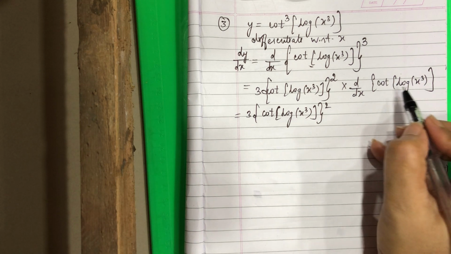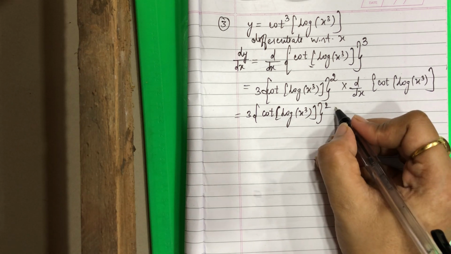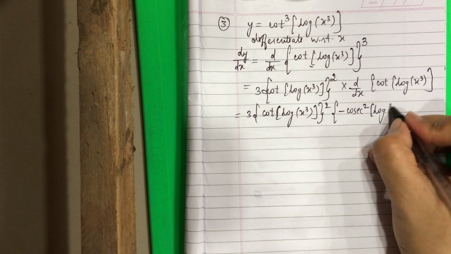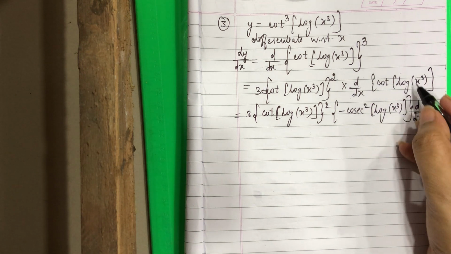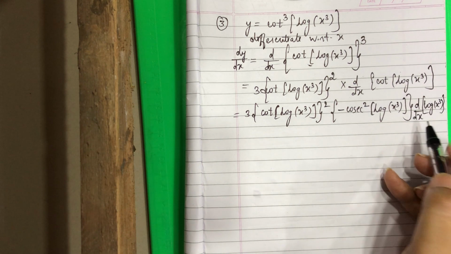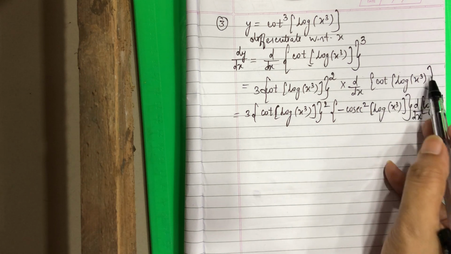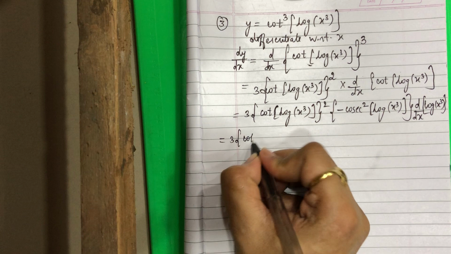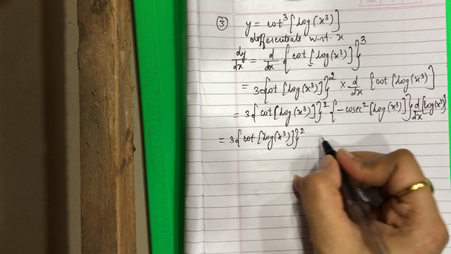Differentiate this cot again. This is the composite function. The differentiation of cot is minus cosec square. So this gives you minus cosec square log of x cube into d by dx of log x cube. Chain rule we are applying. The differentiation of cot is minus cosec square log x cube into d by dx of f x. f x here is log x cube. So this gives you 3 bracket cot log of x cube whole square.